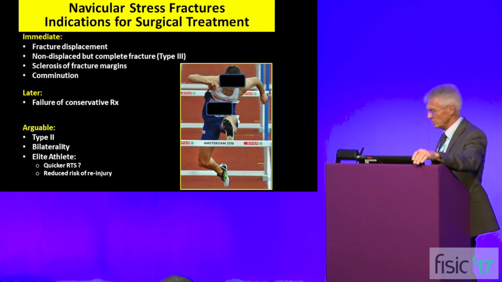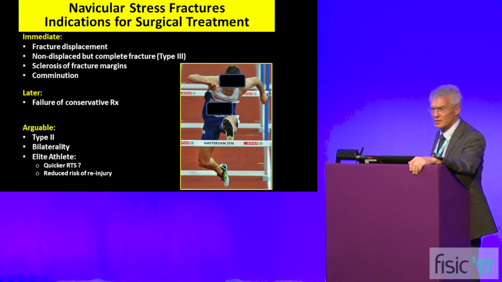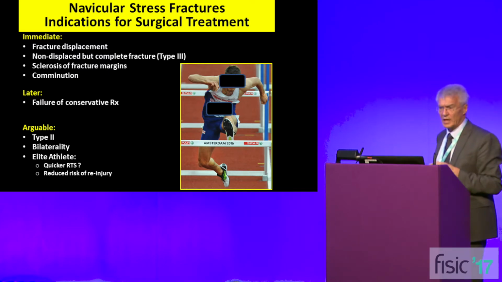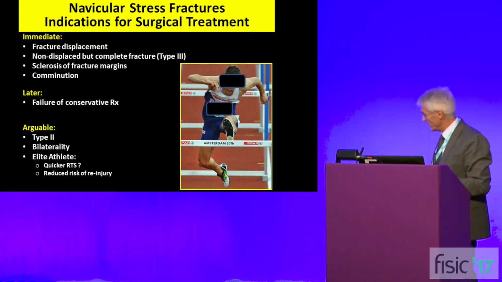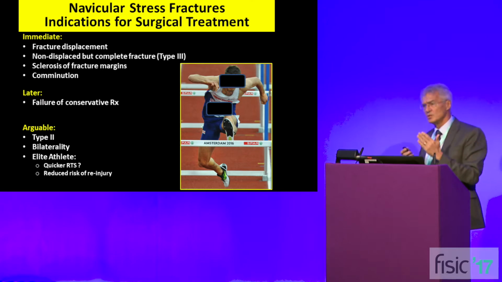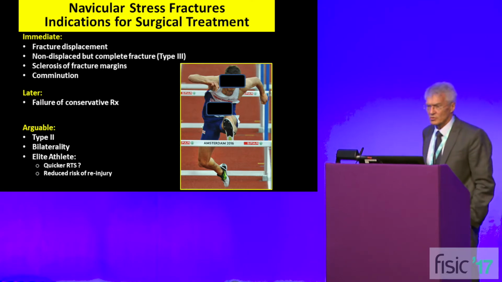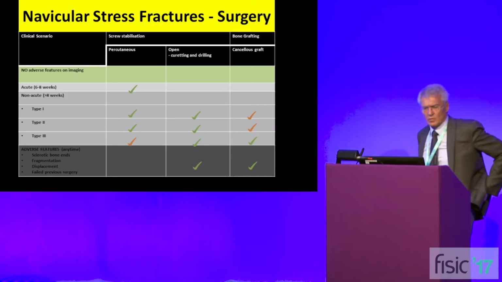Who should we operate on? If it's displaced, if it's going all the way through, if it's looking sclerotic, or if it's comminuted. Obviously, if conservative treatment has failed, and arguably type 2 partials, bilateral, and elite athletes. So, what are our options?